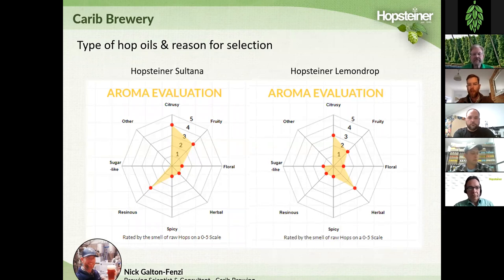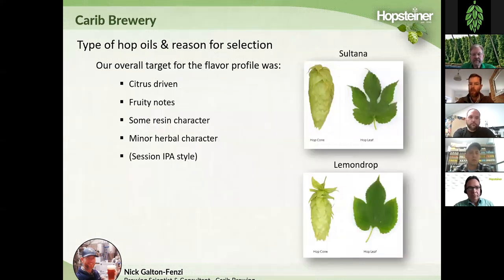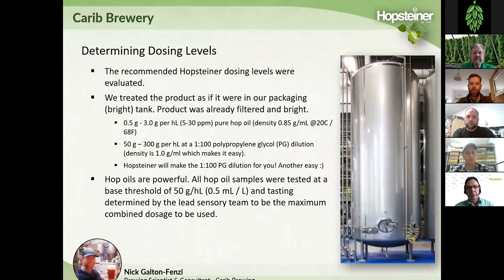The hops were then rated on the aromatic compounds, and we really were trying to emulate a session IPA. So the characteristics we were looking for, if you go on to the next slide, citrus driven primarily, fruit notes. We wanted some resin, some herbal type character. And after sampling and conducting the aromatic trials on the 8 samples we were sent, we decided on the Sultana and the Lemon Drop varietals.